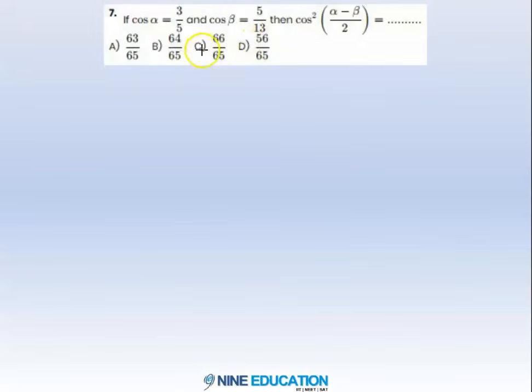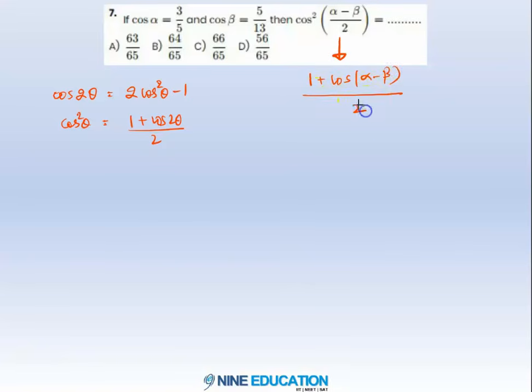Question number 7 is cos alpha is equal to 3 by 5 and cos beta is 5 by 13. Then find cos square of (alpha minus beta) by 2. So again, we can apply the same cos 2 theta rule, but now in terms of cos square. So 2 cos square theta minus 1. So as per this, I can express cos square theta as (1 plus cos 2 theta) by 2. So if I want to write this cos square expression, I can write it as (1 plus cos(alpha minus beta)) divided by 2.